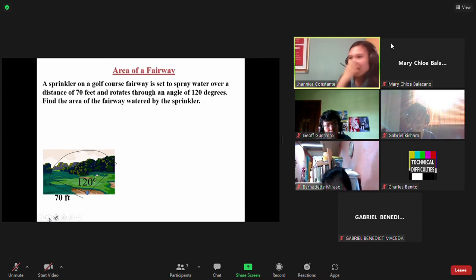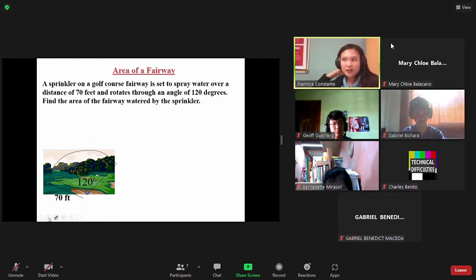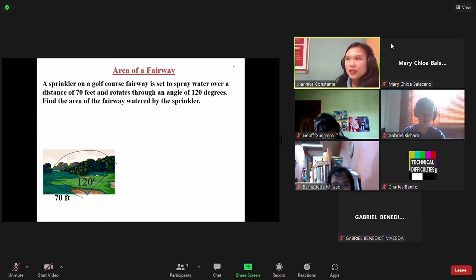So for example, a sprinkler on a golf course fairway is set to spray water over a distance of 70 feet and rotates through an angle of 120 degrees. Find the area of the fairway watered by the sprinkler. As you can see, the given measurement of the angle is in degrees, so we need to change 120 degrees into radians first.